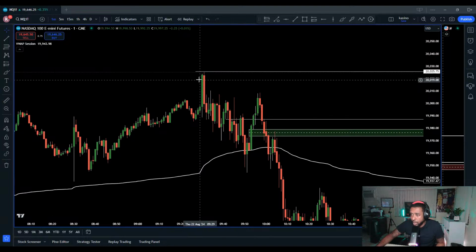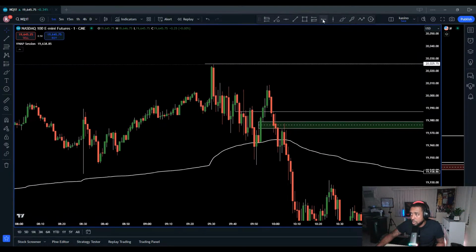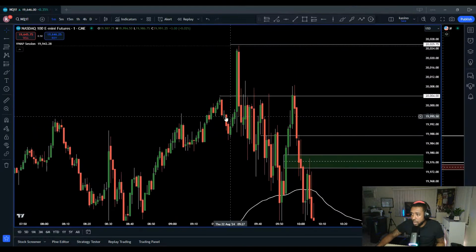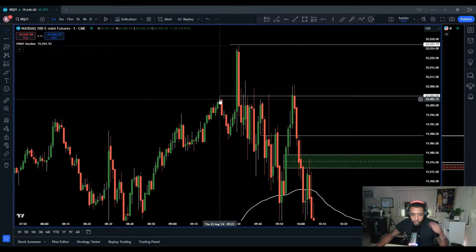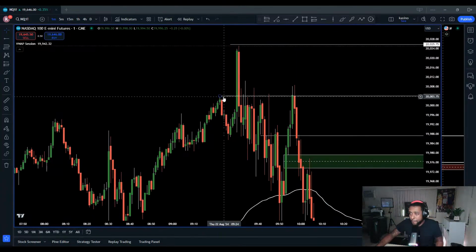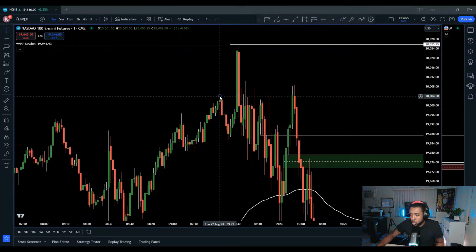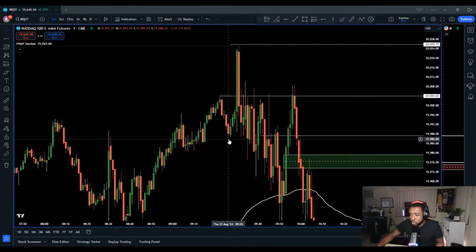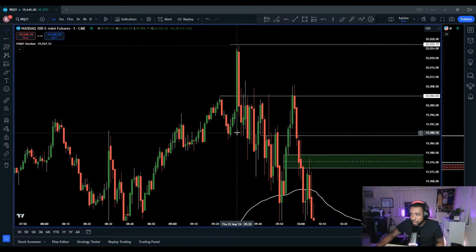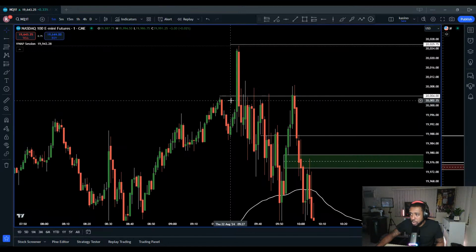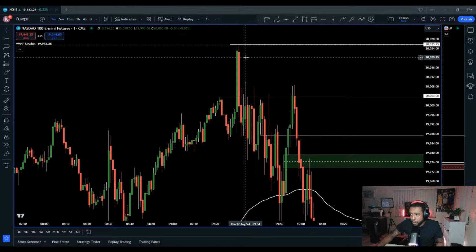Bam. It ran up. First of all, it was a high right here. Let's just focus on what happened. It created a high at 9:22, then created a little swing low. Then at 9:30, this candle opened right here, went low, and then took out all of these highs.